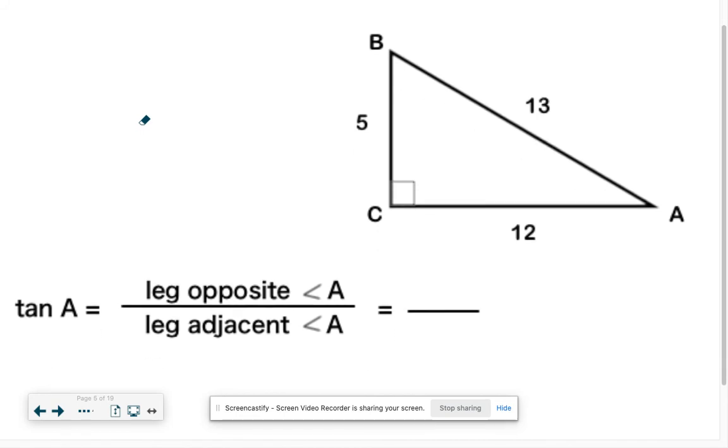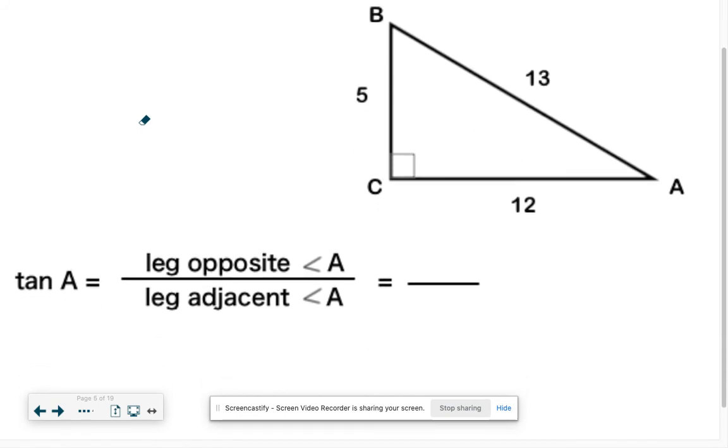Okay, let's talk about this tangent ratio. So remember, a ratio, you're just comparing two things, something over something, right? And for the tangent ratio, we're comparing your opposite leg over your adjacent leg. So what happens is we're looking at angle A. Do you guys see how it says tangent of A? So I know I'm going from angle A. First off, you got to mark your angle like this. That's how you know where you're going from. It's your reference angle.